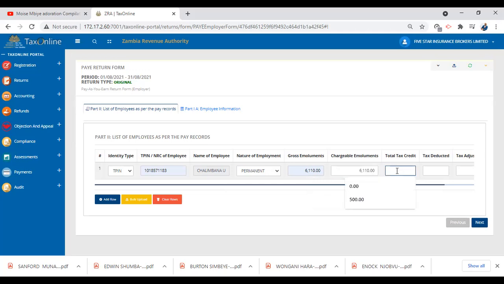And then on the tax credit, you can put 500 kwacha there. This part reduces the amount of tax that one has to pay. That's what a tax credit is. It means that if you put 1,000 kwacha there, the chargeable amount will be reduced by that amount which you have actually put in there. But in most cases, for most of us individuals, if you are not a member of this association, here we just indicate 0.